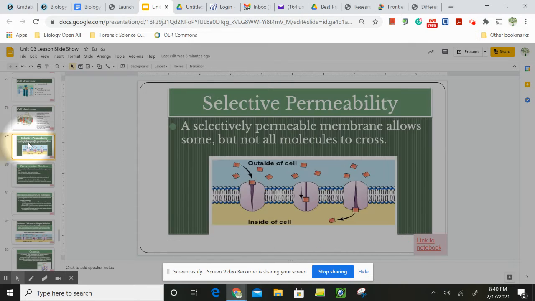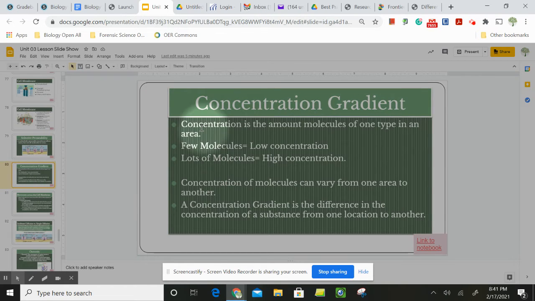A little bit more about selective permeability. It allows some things to get in, but not everything. It's selective about it. And when we talk about selective permeability, we have to explain that in terms of concentration gradient. When something is a high concentration, that means there's a lot of it. And when something's low concentration, that means there's less of it.